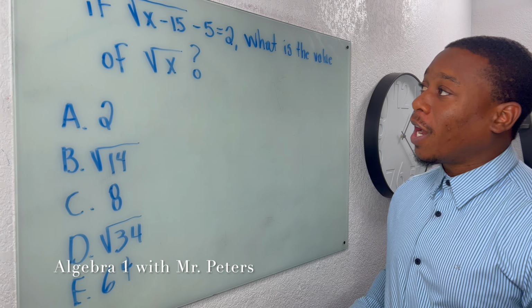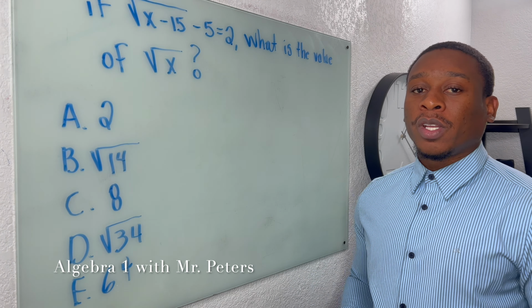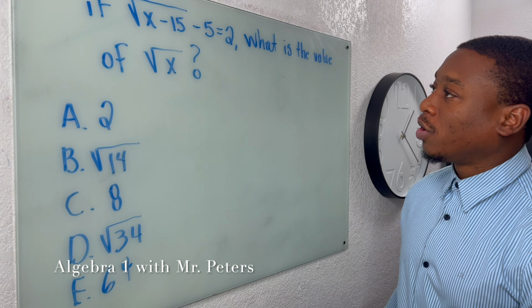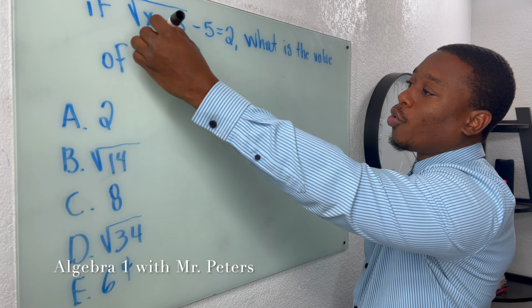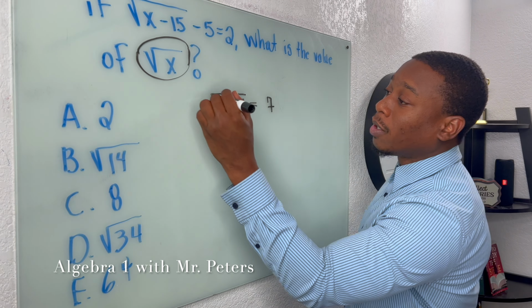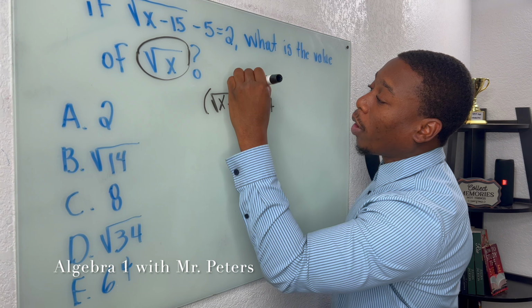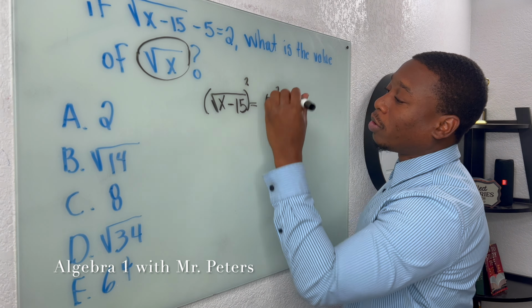Last problem of the day, guys, we're dealing with radicals and radical equations. So they give us this equation and they ask us, what is the value of the square root of x? So that is the trick right there. So when we're solving these type of equations, we know we have to get the radical by itself before we could get rid of it. So first step, add 5 to both sides. Now we're going to square that radical to get rid of it.